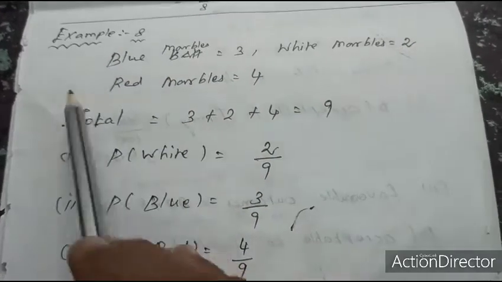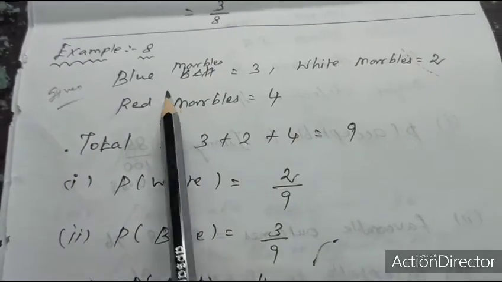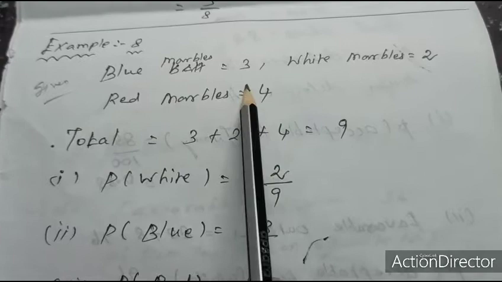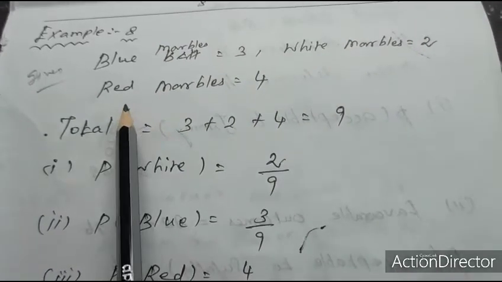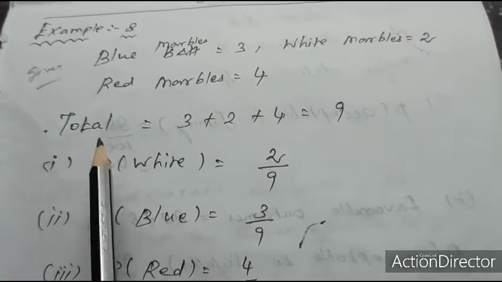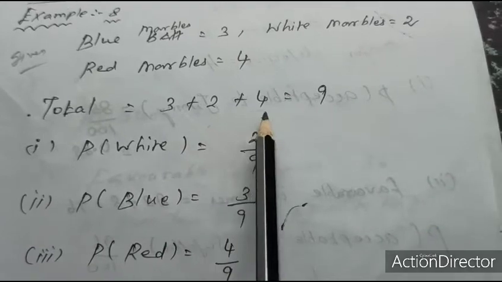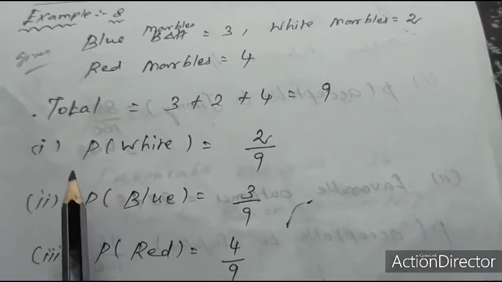Example 8. Given: the number of blue marbles is 3, the number of white marbles is 2, and the number of red marbles is 4. Therefore, the total number of marbles is 3 plus 2 plus 4, which is equal to 9.